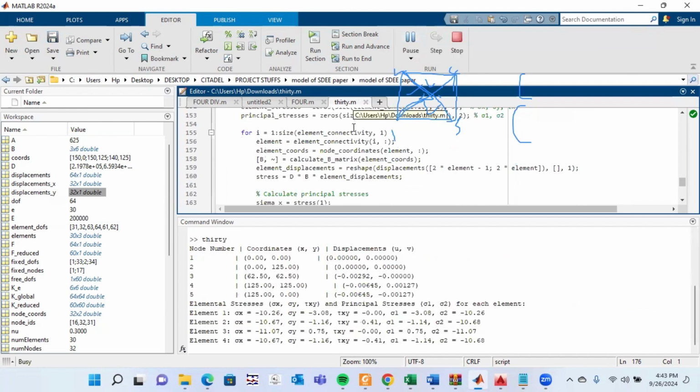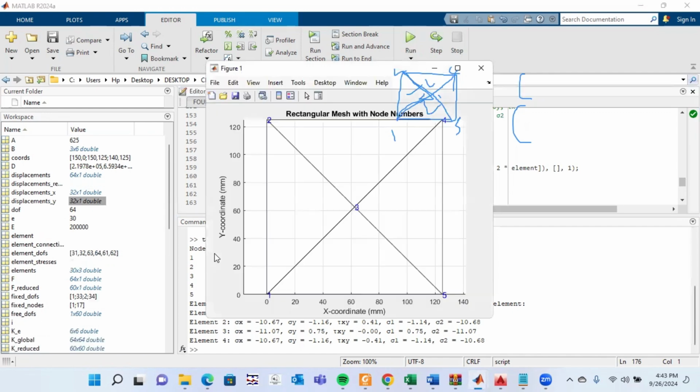All right. So we've copied the code, I've run the program, and this is the output. From here, we can see our plate. We can see the discretization is divided into 4 elements: 1, 2, 3, 4, right? So this is the graphical representation.